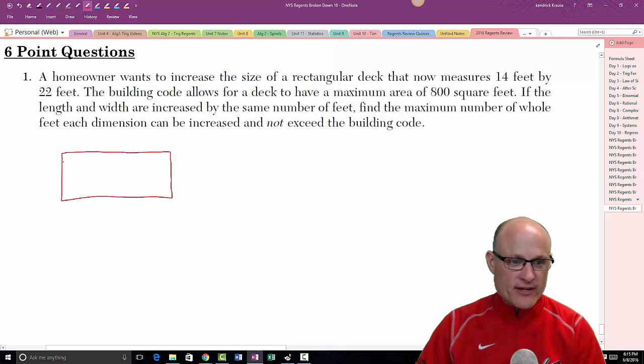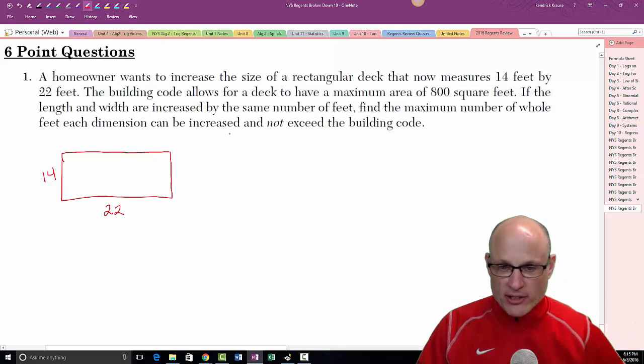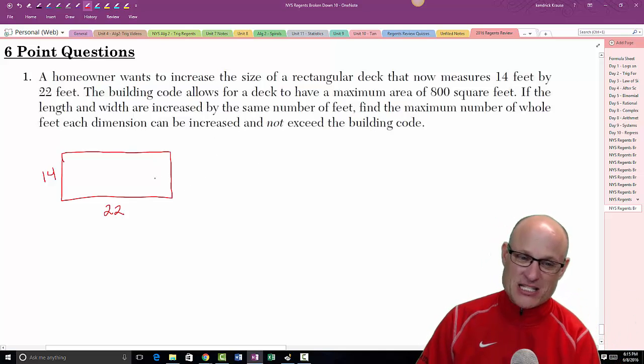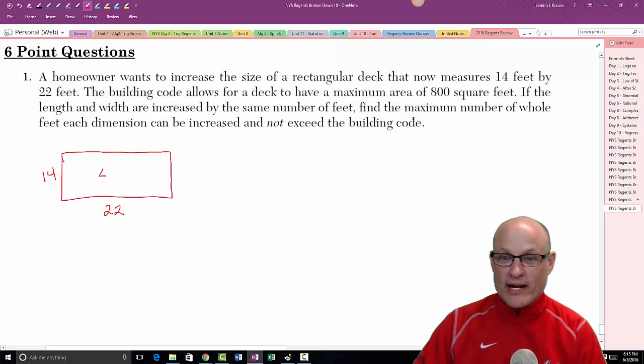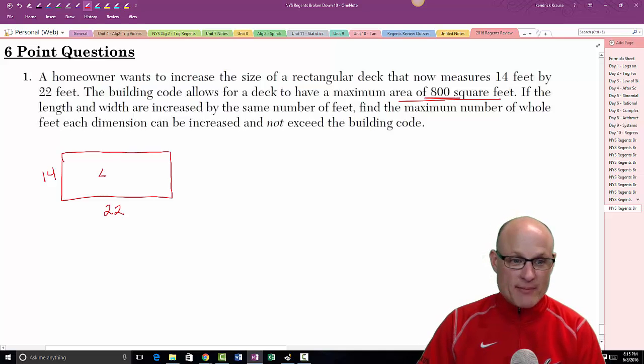Draw a rectangle. We have a rectangular deck that currently measures 14 by 22. Now the building code, because there's always people that have building codes, wants to say that the area has to be less than... Oh wait, it just says it can't exceed, right? It allows for a deck to have a maximum area of 800. So that means less than or equal to 800.